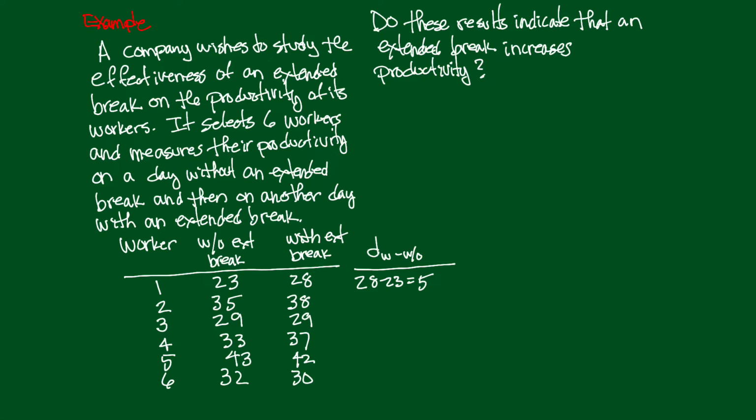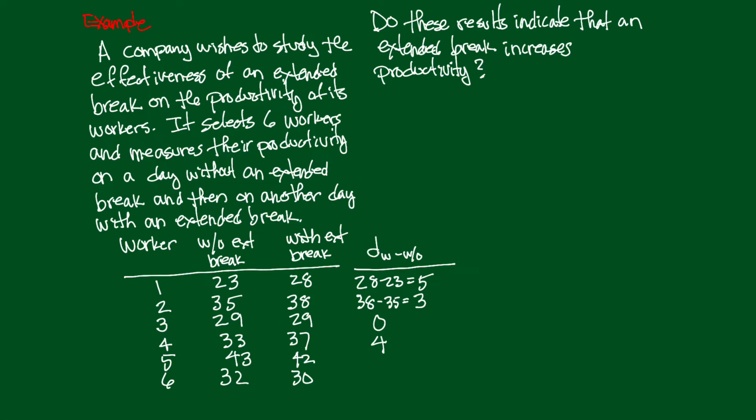What do we get here? 38 minus 35. Okay, so we get a 3. I'll just write these down. Then it's what? 29 minus 29, that's a 0. 37 minus 33, all right, that's a 4.